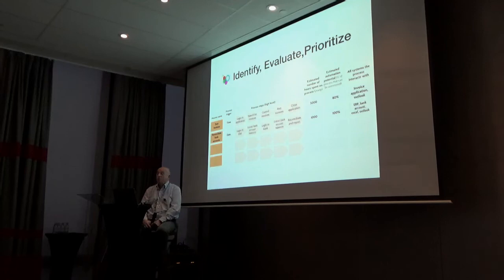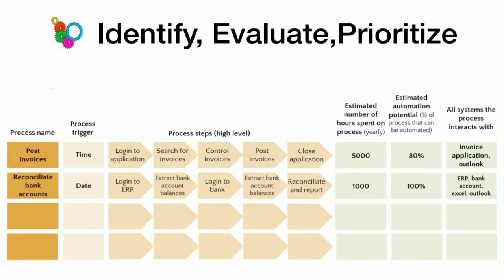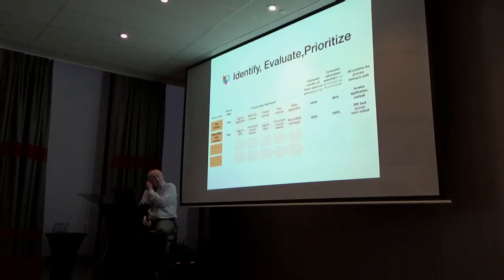For example, I would like to show you a simple example of how to identify, evaluate, and prioritize the process. For example, you have a post-invoice process and you have a reconcile bank account process. You must check what the trigger of the process is. Is it time, is it a date, what is it exactly? And after, you describe each step of the process: logging into the application, searching for the invoice, controlling the invoice, posting the invoice, closing the application. And you try to estimate the number of hours spent on this process yearly. And after, you estimate the potential for whether you can automate or not.